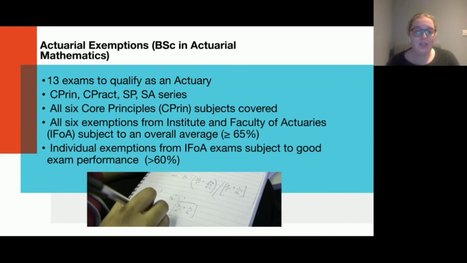I suppose with those modules, you'll know going in straight away which modules are for what exemption. So you can put more work into those and make sure that you do really, really well in them in order to get the exemptions if you're thinking of qualifying after college as an actuary.